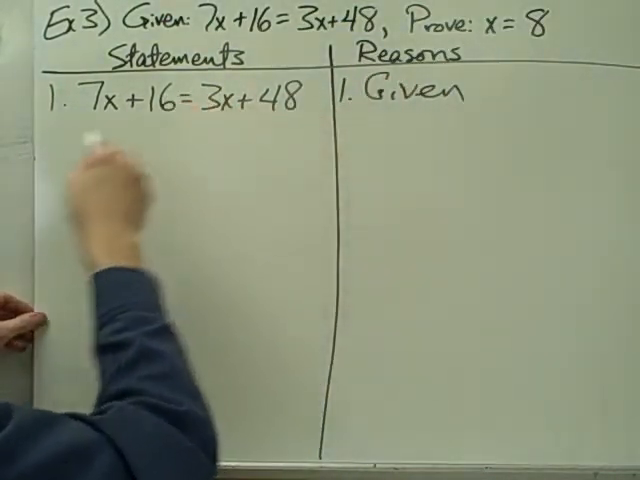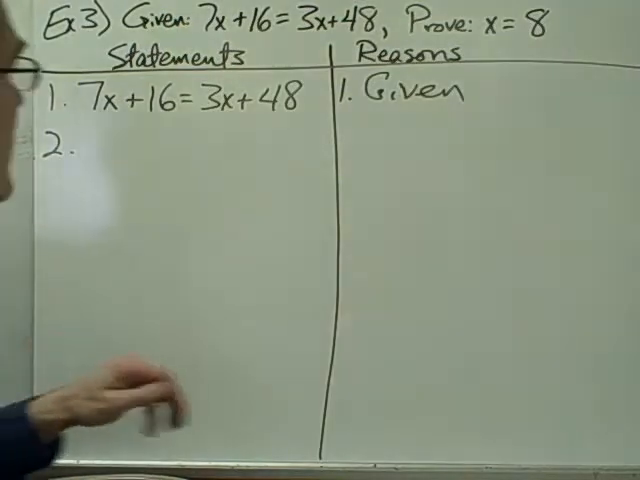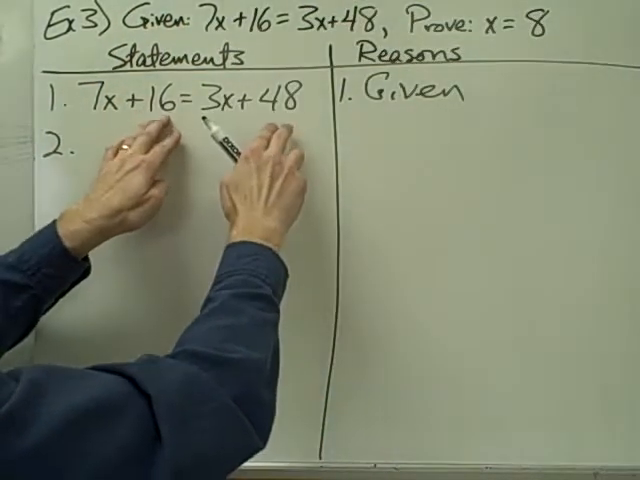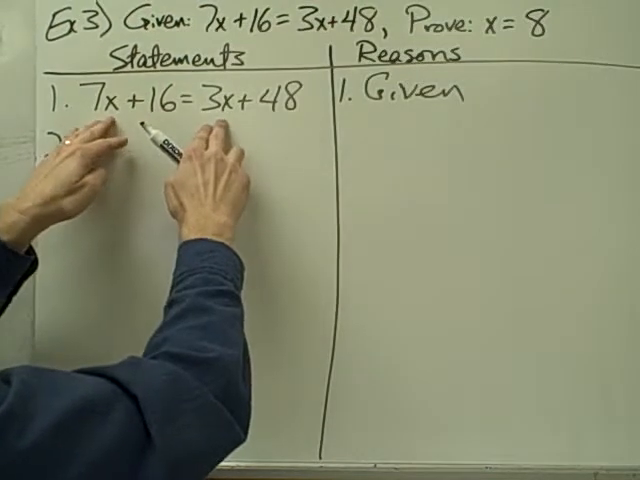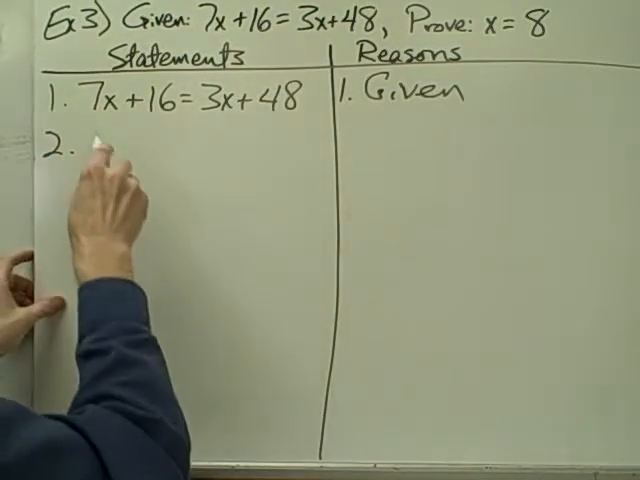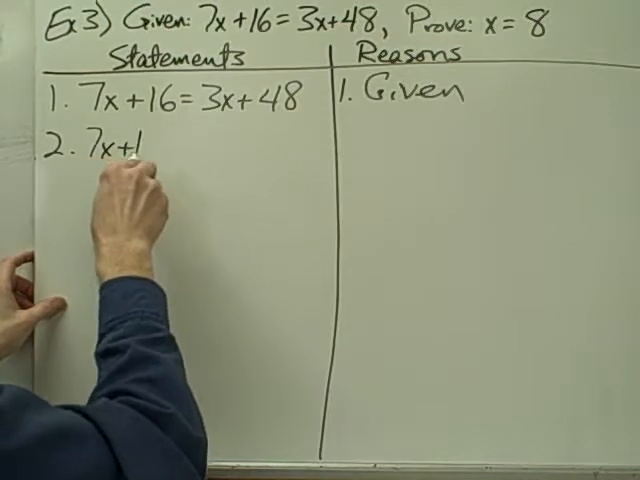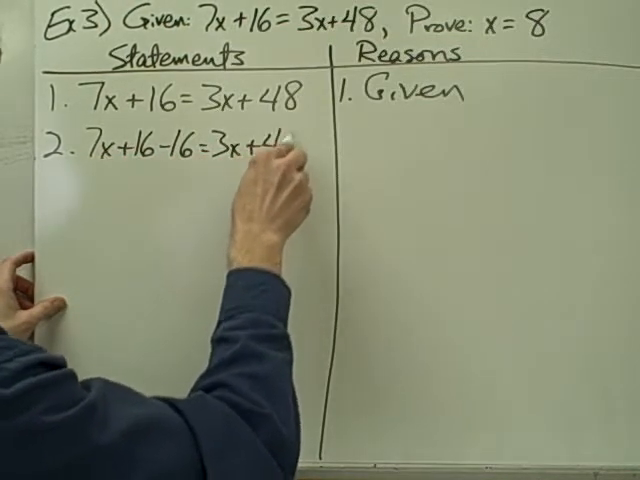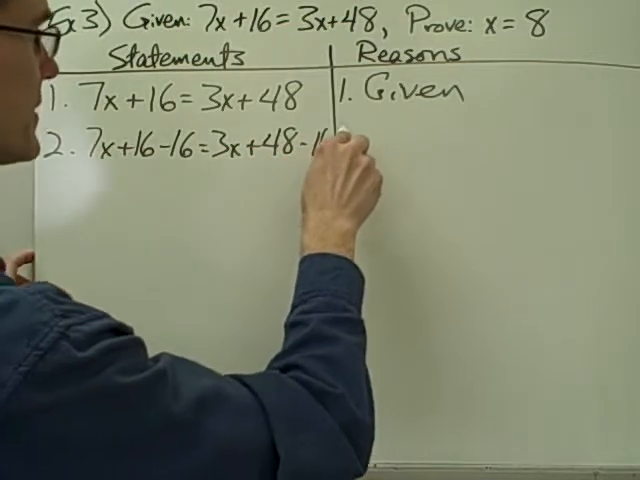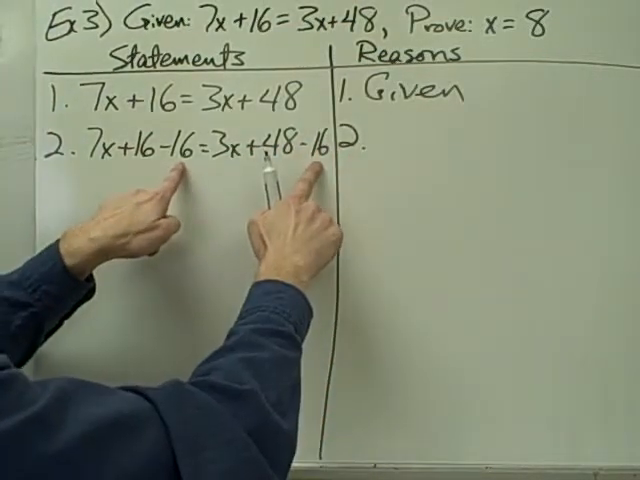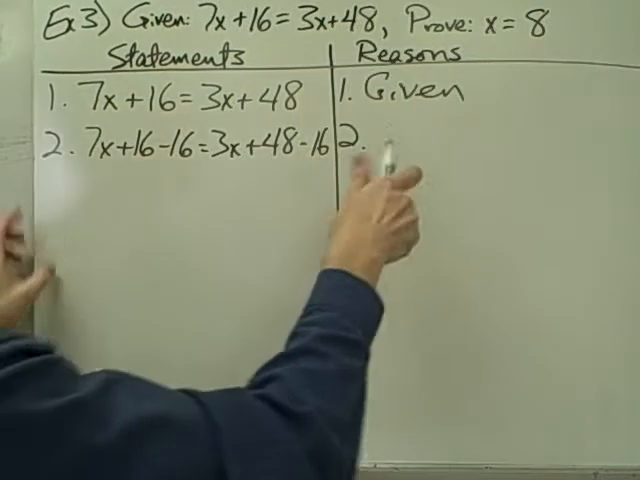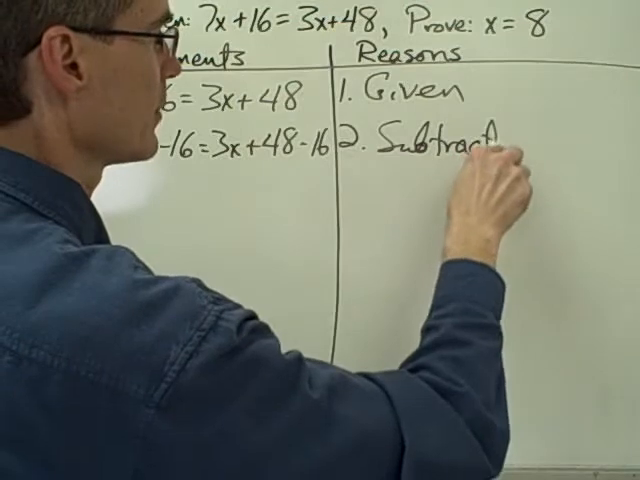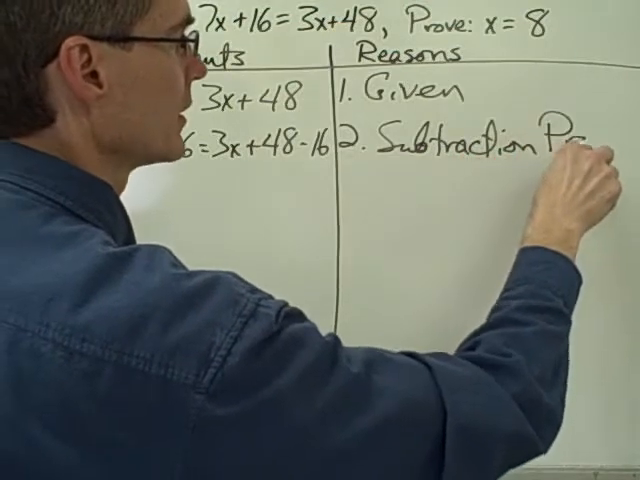And let's see, my first step is going to be, I'd like to get all my constant terms together and all my x's together. Let me start by subtracting 16 from both sides. So 7x plus 16 minus 16, 3x plus 48 minus 16. And since I'm subtracting the same thing from both sides of my equation, I'm using the subtraction property of equality.